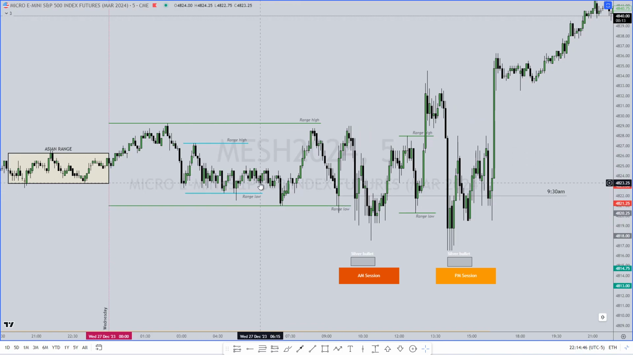London's range in blue, both sides of the range are taken. Midnight to 8:30, both sides of the range are taken. So what we do expect for the lunch, both sides of the range to be taken. And here's that 9:30 open. Anytime you see price always returning to that 9:30 open, you're looking at the consolidation profile.